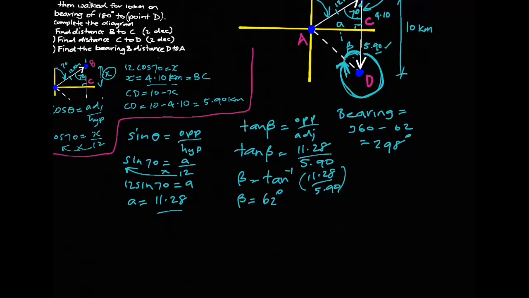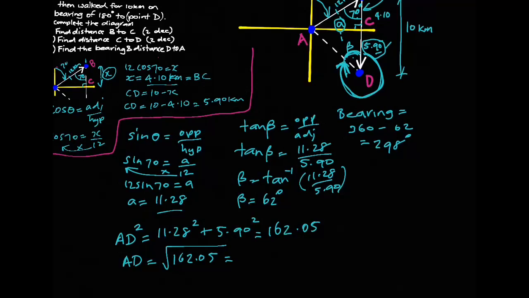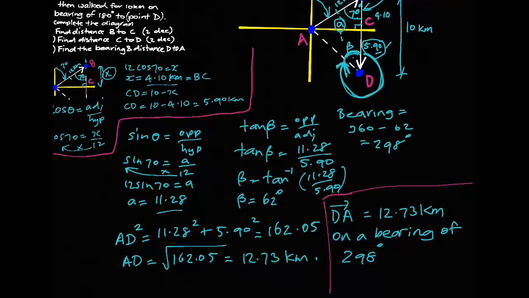And finally, for the distance from D to A, we can use Pythagoras. We know the value of A now, and we know the value here. So AD squared is equal to A squared, which is 11.28 squared, plus CD squared, which is 5.90 squared, equals 162.05. And then finally, AD equals the square root of that, which equals 12.73 kilometres. D to A equals 12.73 kilometres on a bearing of 298 degrees.